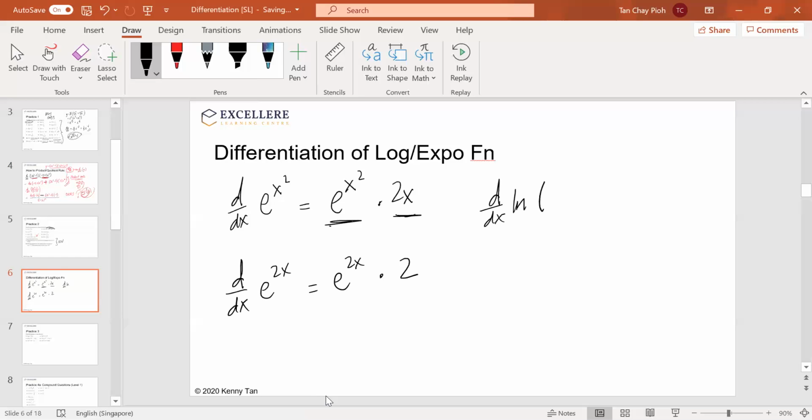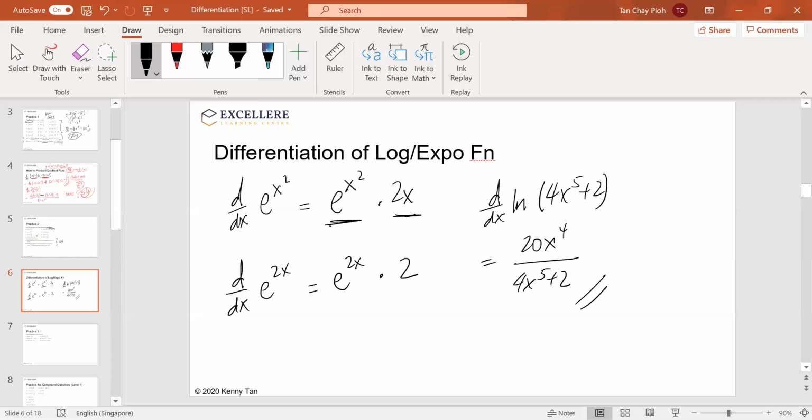If I have ln of 4x to the power of 5 plus 2, what I will get is 1 over 4x to the power of 5 plus 2, times 20x to the power of 4. Wait, what about the ln? Where does the ln go? The ln. Gone. Why? You don't need to know the proof.